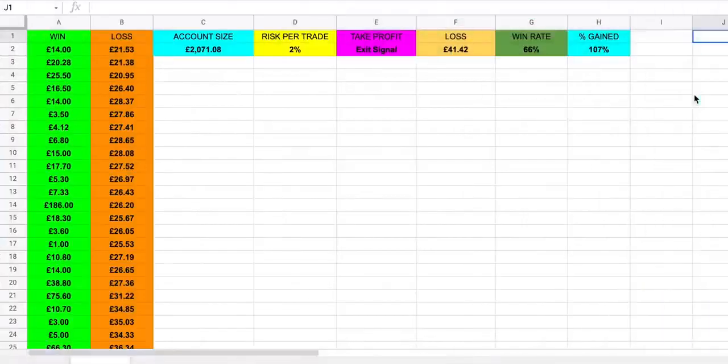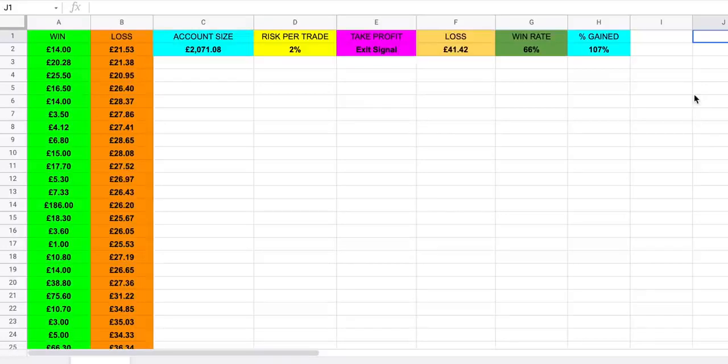Okay, so I just done my backtesting, and as we can see, the results are very impressive. Our win rate is 66%, which is the highest we've ever had on this channel. We also increased our account size by 107%, but bear in mind I didn't include the spreads and fees in the backtesting, so the results will be different when trading live.